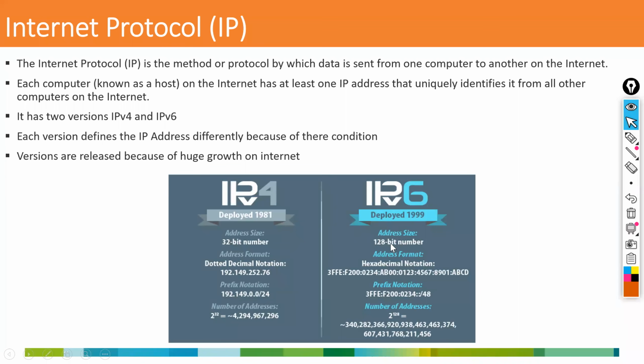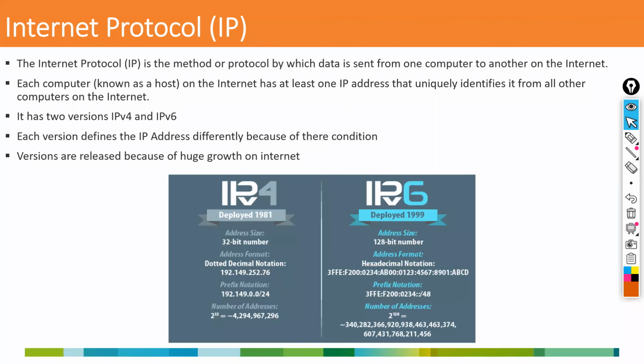But coming to this, it's a 128-bit IP address. If you calculate 2 to the power of 128, that many IP addresses you will get. I don't know this calculation exactly, frankly. Something 340-something, but I don't know exactly. So that many IP addresses will be available. That's the difference between IPv4 and IPv6.